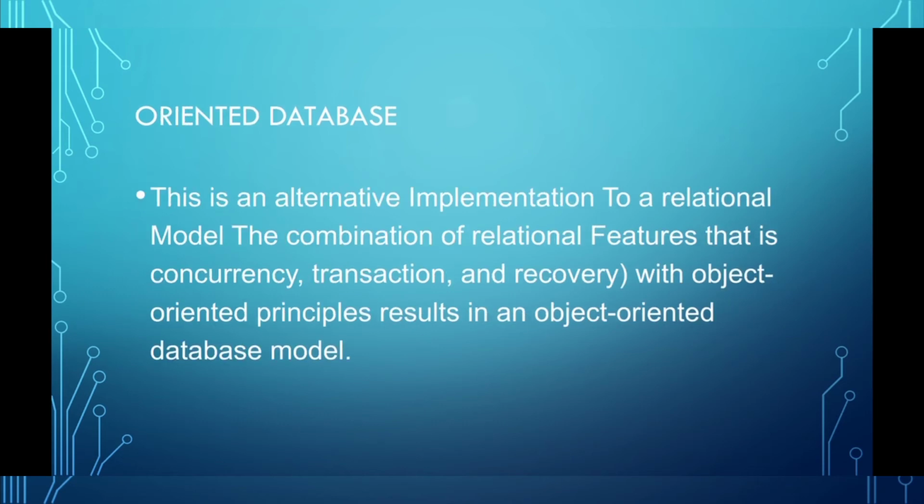Next is the object-oriented database. This is an alternative implementation to the relational model. The combination of relational features, that is concurrency, transactions, and recovery, with object-oriented principles results in an object-oriented database model.